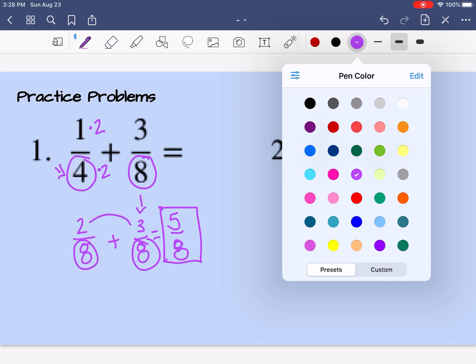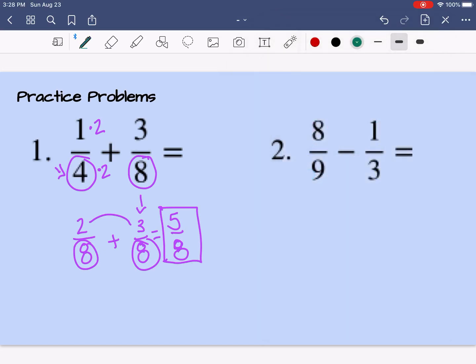Let me switch colors real quick. Let's go with green. All right, so I have a 9 for a denominator and I have a 3, and I'm also noticing that this is subtraction, so double make sure of that one. All right, so I know that I can turn my 3 into a 9 by multiplying by 3. So the 8 over 9 will stay 8 over 9, minus, and then this changes to 3 over 9.